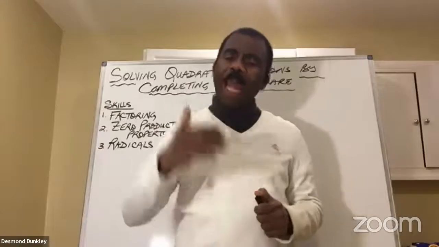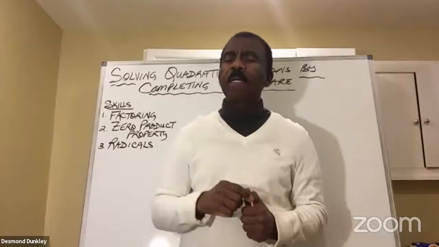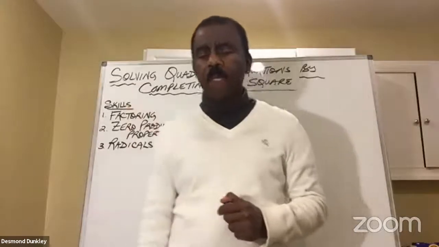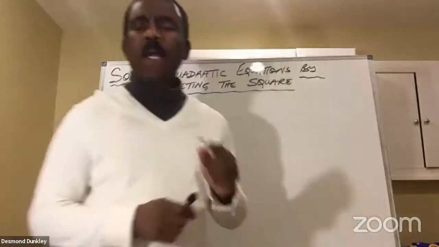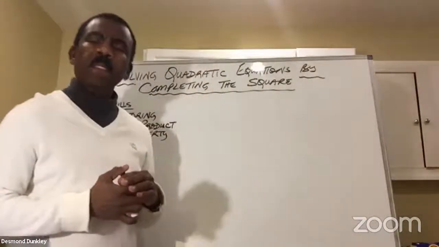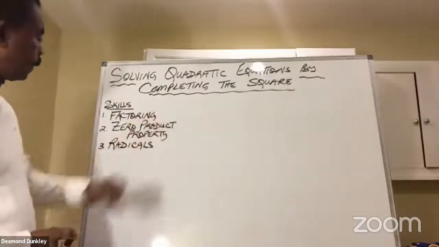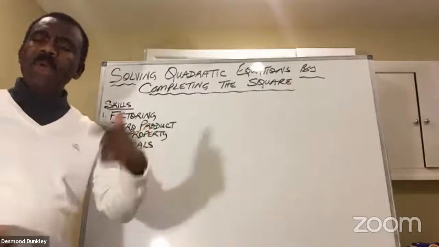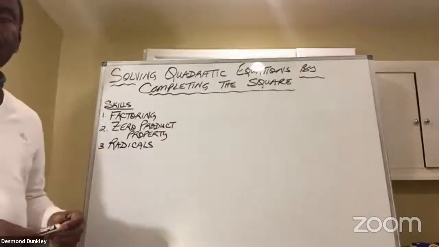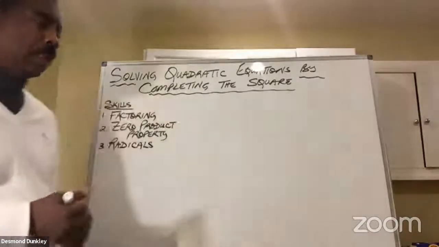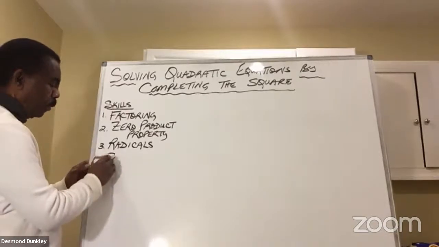And today I'm going to add to the toolbox one more skill. It's called completing the square. In order to be able to use completing the square effectively, there are a couple of skills that we must have good control over. One is factoring. Two is the zero product property. Three is radicals. And of course, four would be square roots.